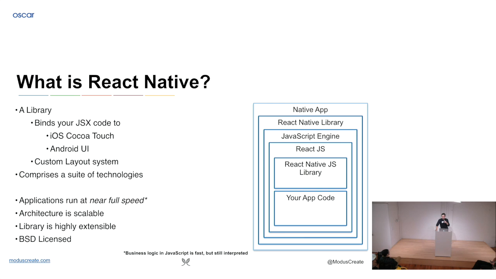Why near? Because you still have to communicate. JavaScript has to get interpreted through the interpreter, converted, and the message has to communicate with the native layer. So that part, that bridge, we like to call it the React Native bridge. That's the slowest part of React Native, unfortunately.